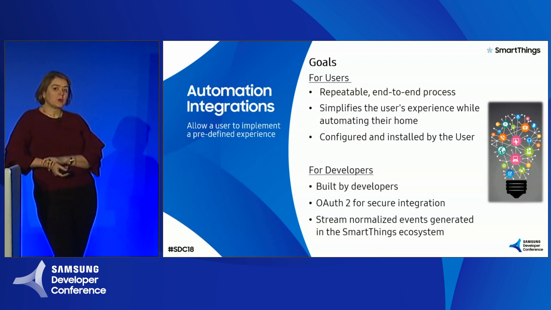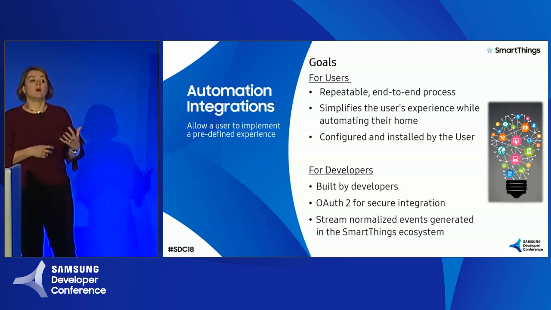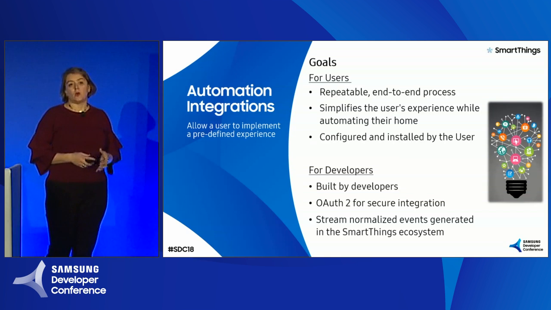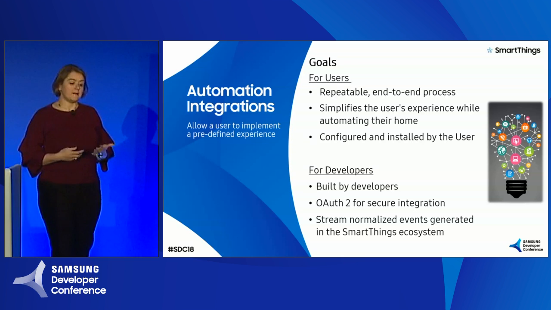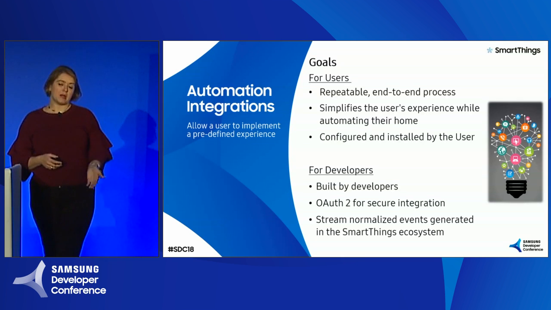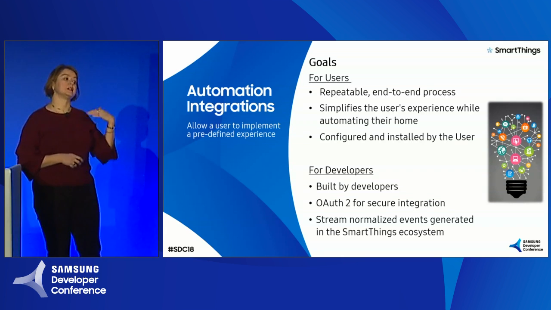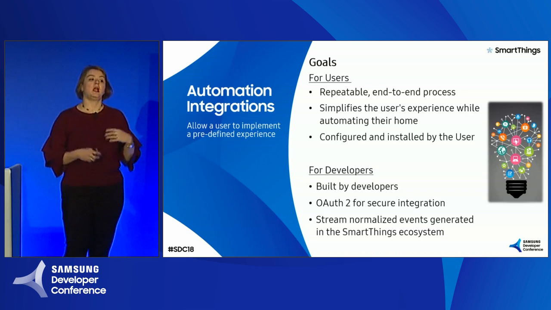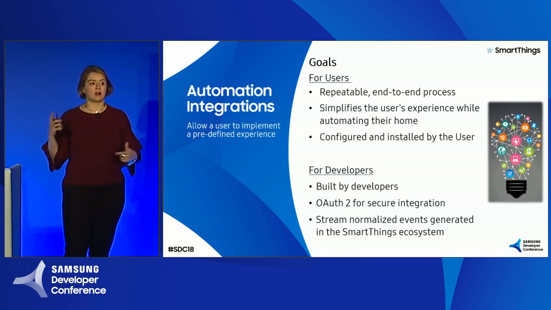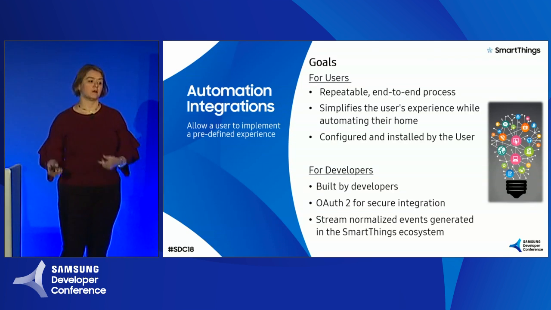For developers, we're looking at solutions that are built by developers. We use OAuth 2 for secure integration. And we're looking at streaming of normalized events generated for the SmartThings ecosystem. What that really does is create a way in which, as devices are emitting events, we have the automations in place that can respond to the events, they can subscribe to the system, and make sure that we have that unified ecosystem for the end user.